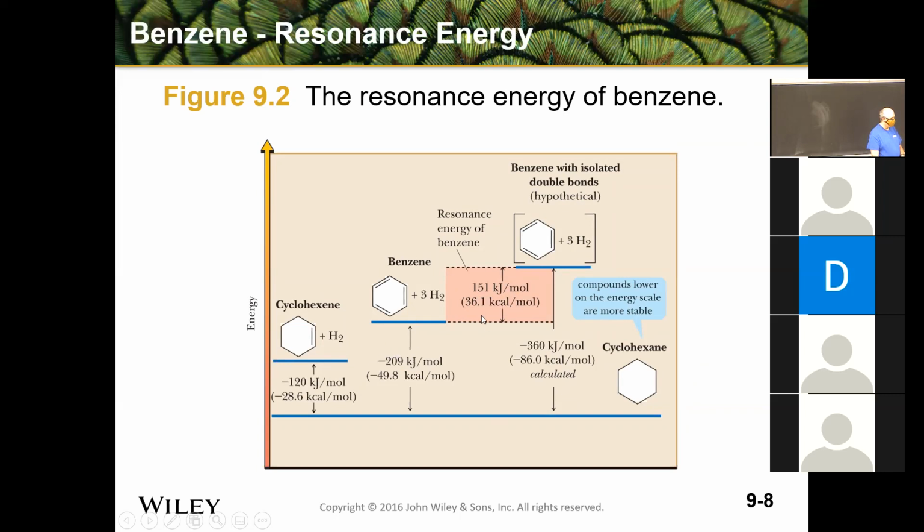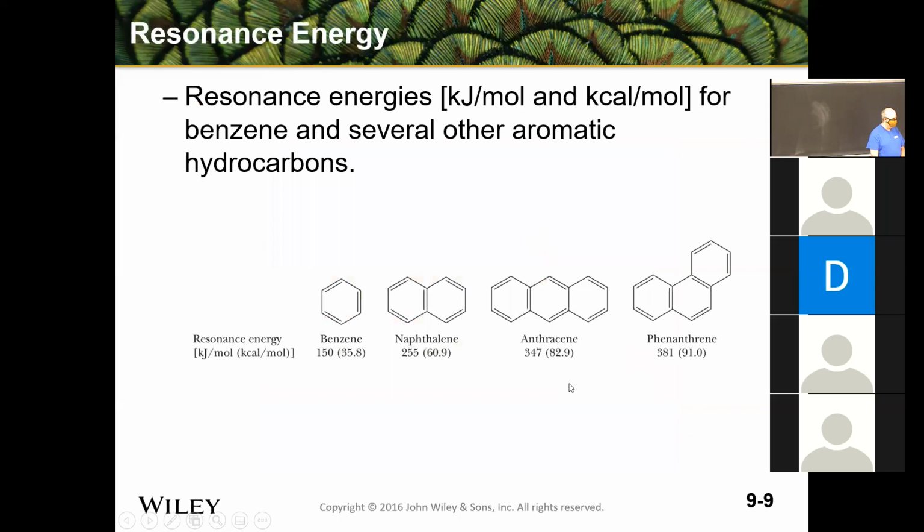And so that is what we refer to as resonance energy. Okay, so benzene is unusually stable. That's the main point here. Okay, these are some other aromatic hydrocarbons and their resonance energies.